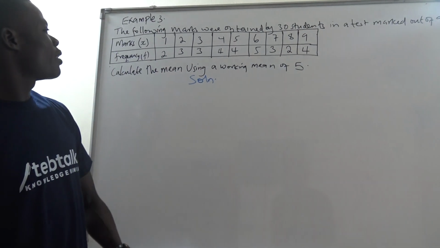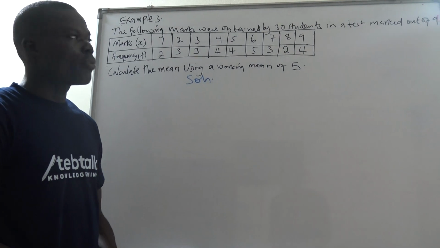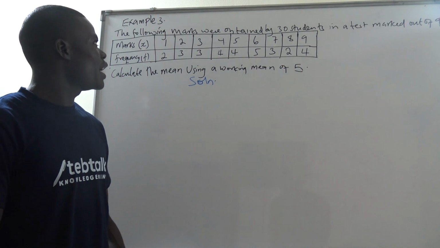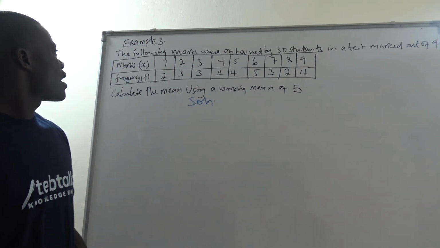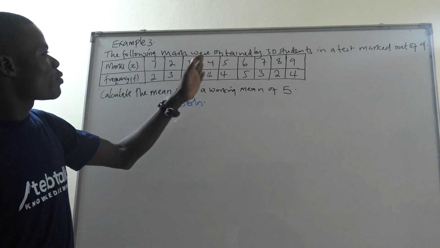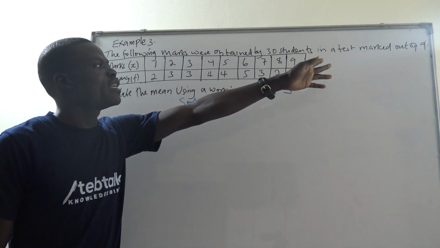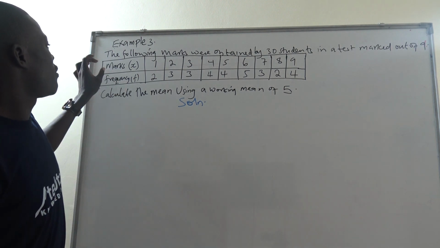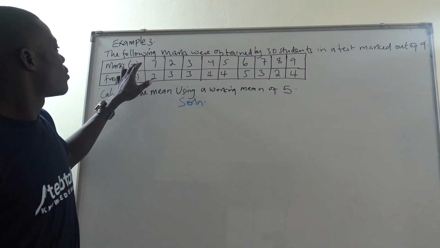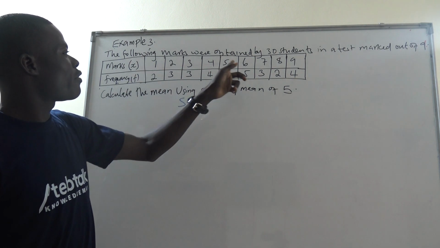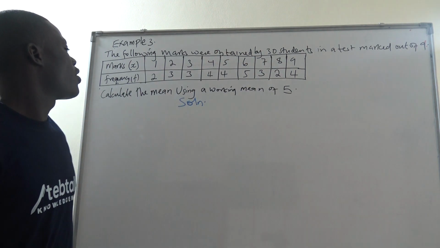We are still continuing with our examples. So we are on example 3 on how to calculate mean. Now, in this third example, they have said that the following marks were obtained by certain students in a test marked out of 9. So they have given us marks out of 9, starting from 1, 2, 3, 4, 5, 6, 7, 8 up to 9.